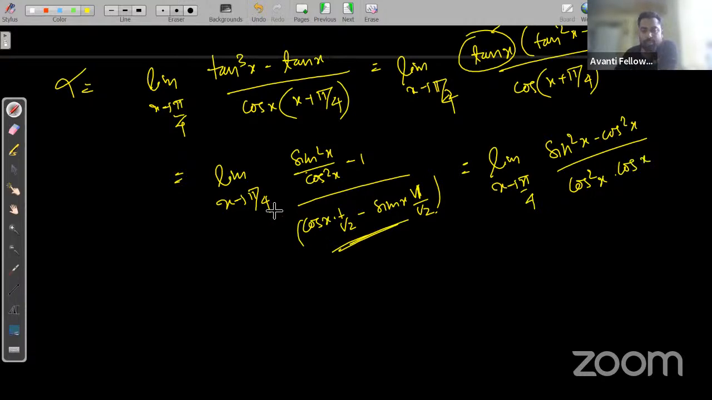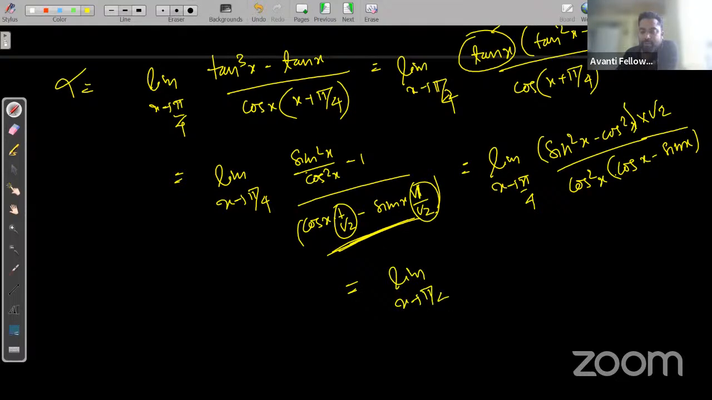If we put pi/4 here, then it will be cos of x minus sin of x. Yes or no? This will be cos x minus sin of x. If we take this 1/√2 as common, it will be multiplied with the numerator, so this will be this. So you can see the limit extending to pi/4.